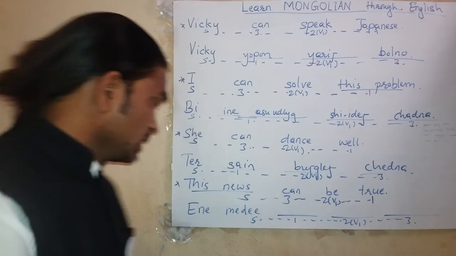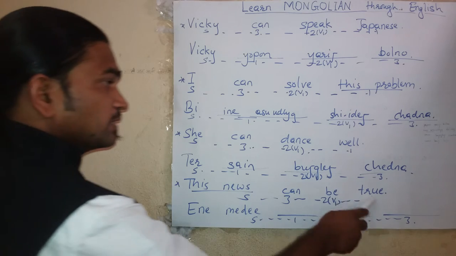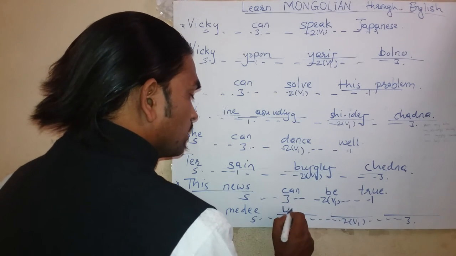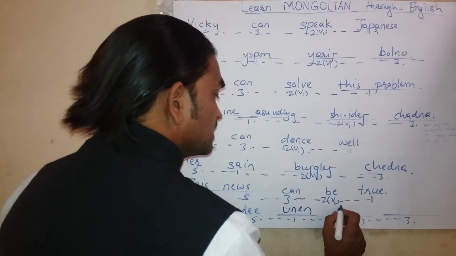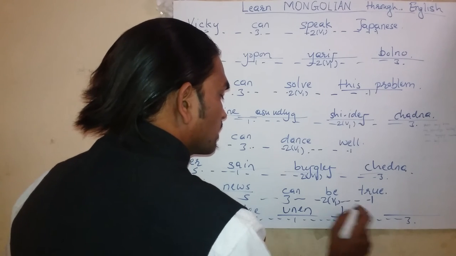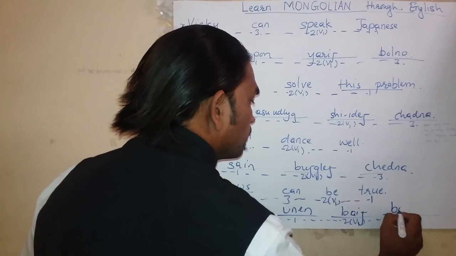Start. The word for this news is ene medee. The word for true is unen. The word for be is bai. The word for can is bolno.